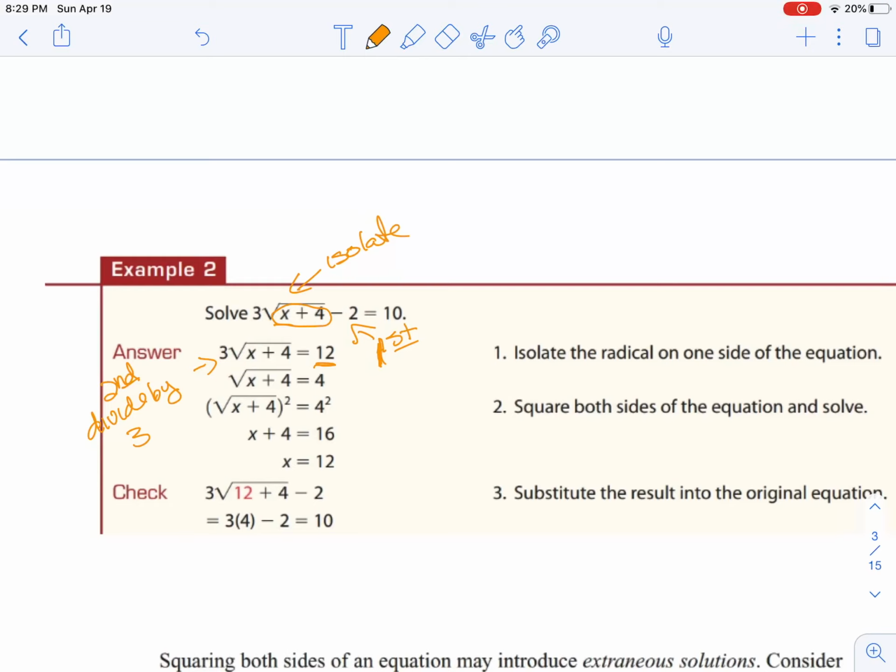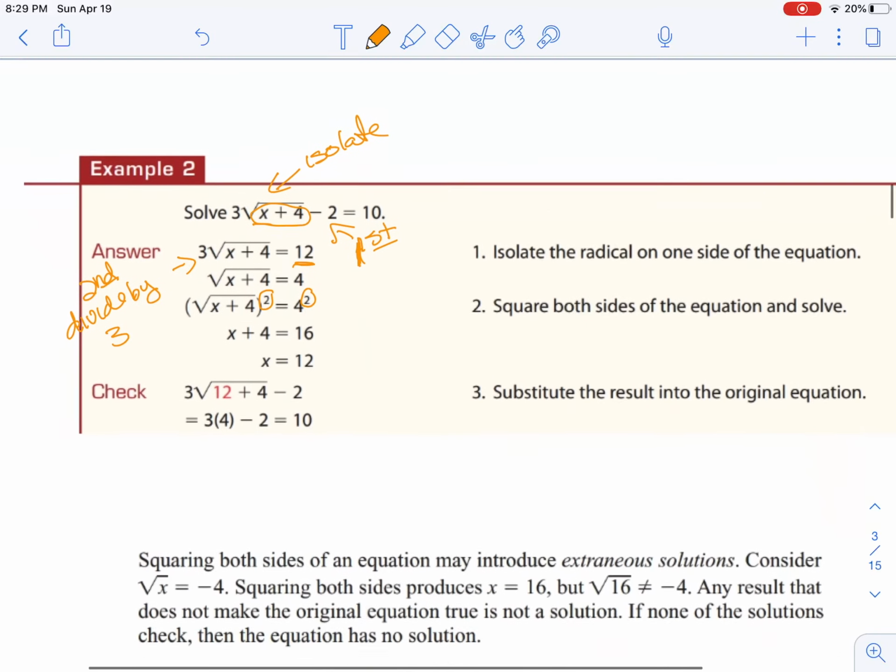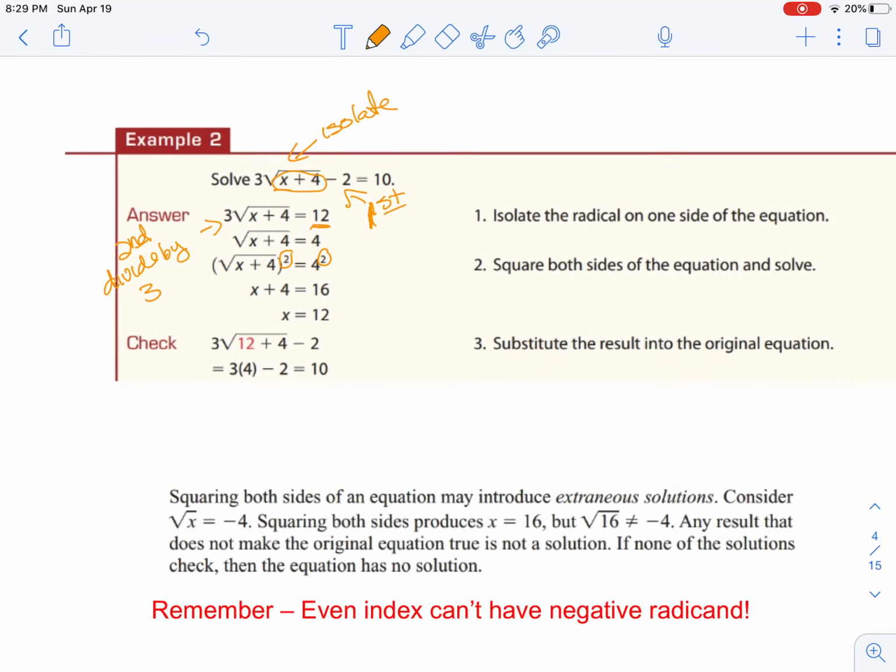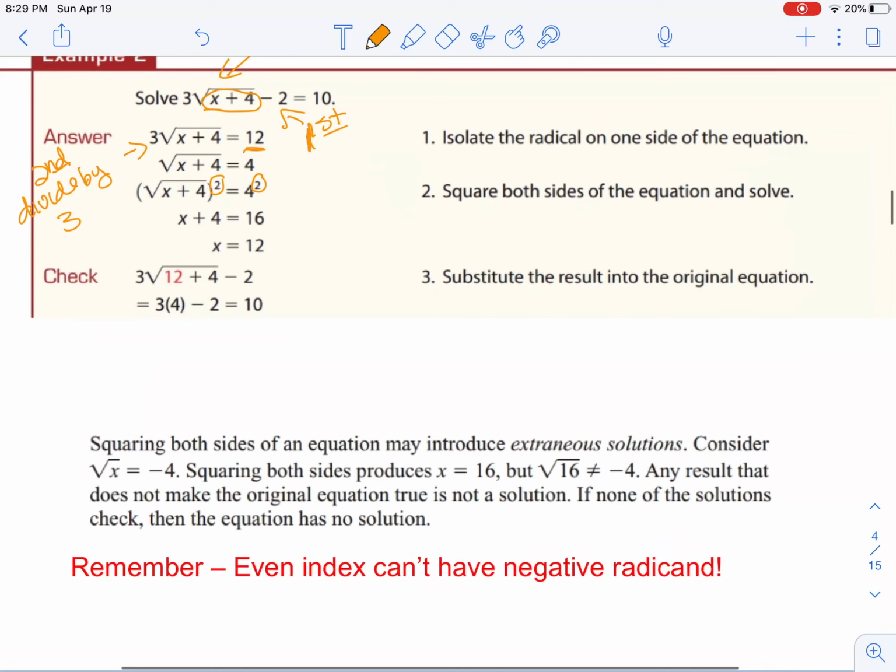So what do we do to get rid of a square root? We square it. So we're going to square both sides. So x plus 4 equals 16. Subtract 4 from both sides, and x equals 12. With this one, though, you do have to check because you might have an extraneous solution.